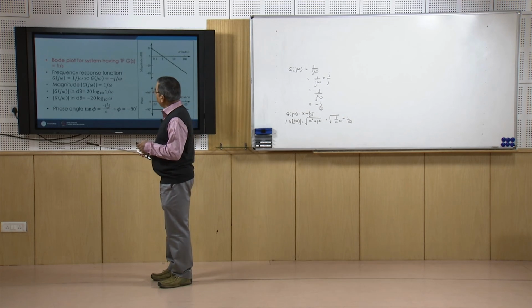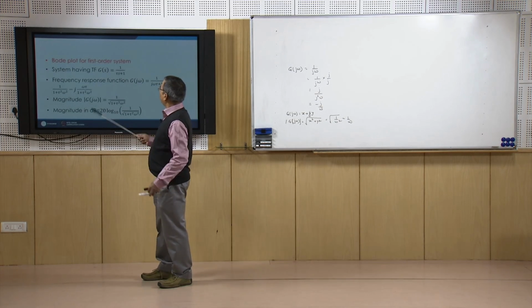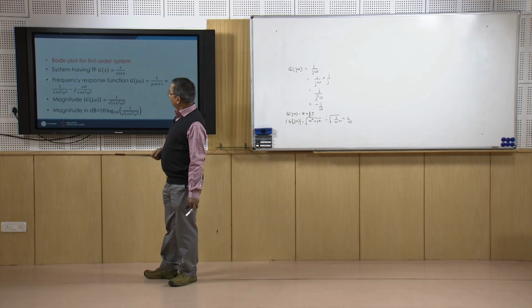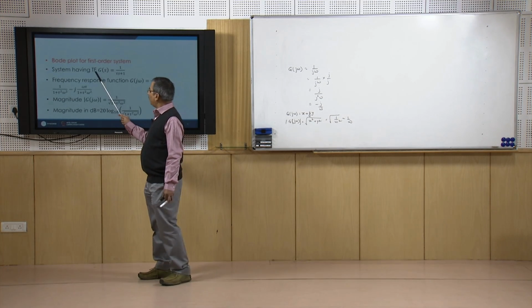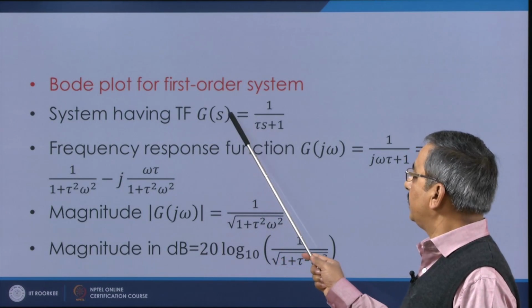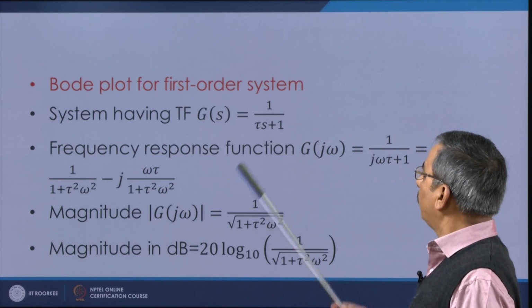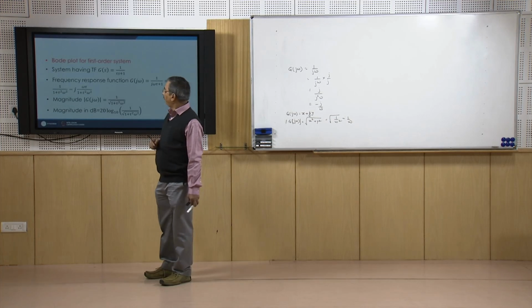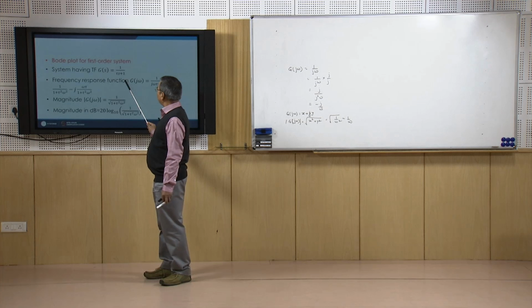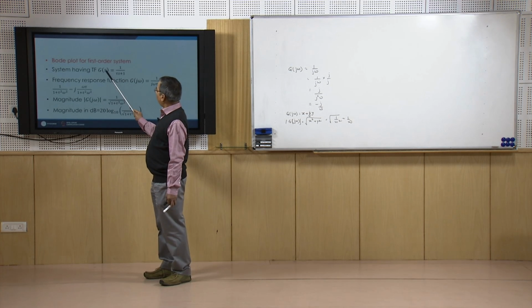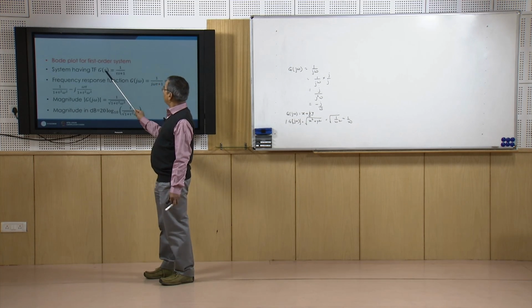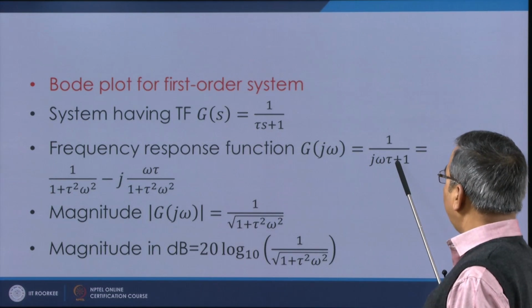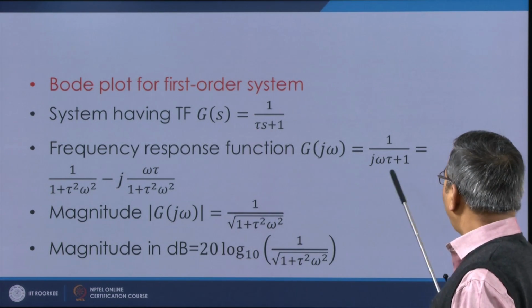Okay. Now, next let us see the Bode plot for the first order system. Let us assume the system has a transfer function G(s) equal to 1 by tau s plus 1, where tau is the time constant. We get the frequency response function from this transfer function by replacing s by j omega. So, G(j omega) is equal to 1 by j omega tau plus 1.